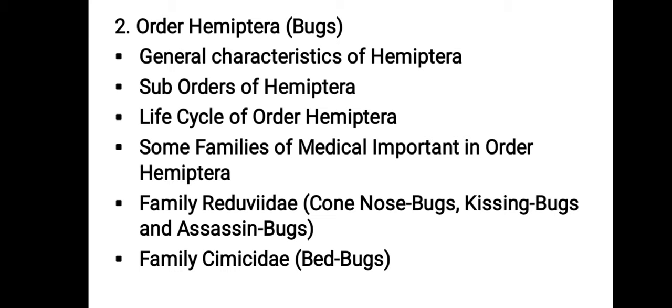The life cycle of the Hemiptera has three stages. It is an incomplete life cycle, that is, the egg, multiple instar larvae, and then the adult. Those are the three stages. The egg and the multiple instar larvae make up the larva stage, and then the adult. The larva form is also known as the nymph or the neanid.